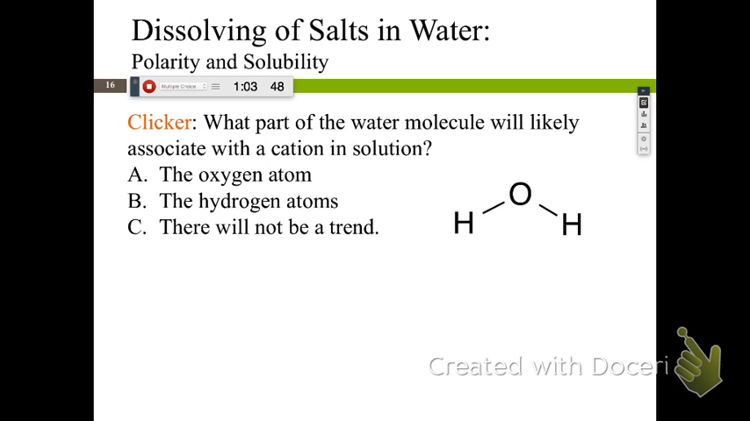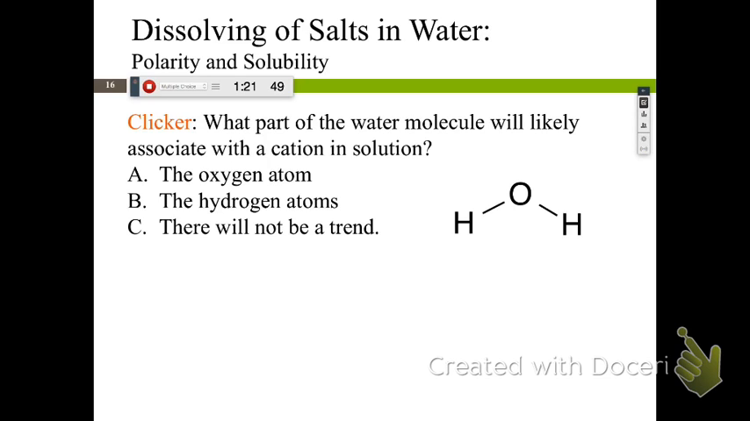Cation solution, so cations are positive, so the solution is filled with positive ions, and I know that positives and negatives attract, and oxygen has a negative charge on its own, so the oxygen atoms would bond together with the cation.